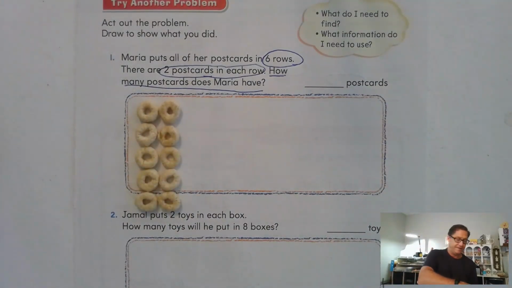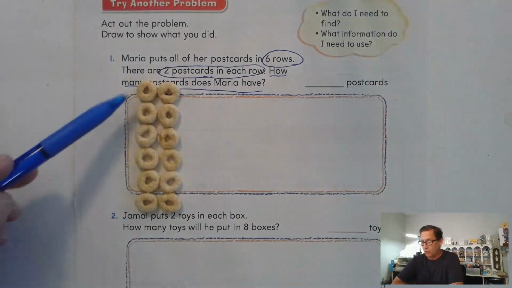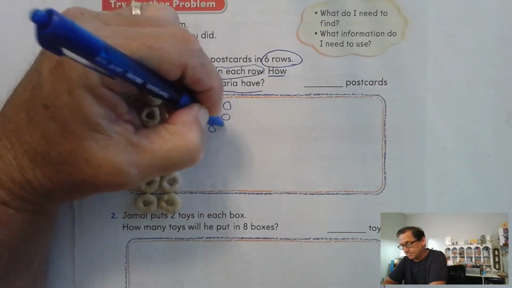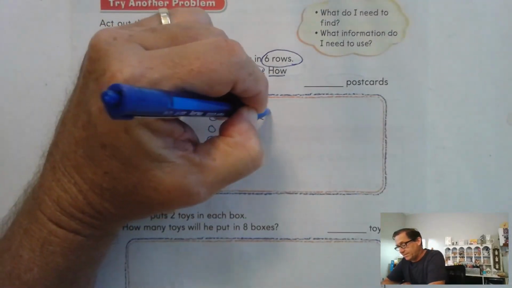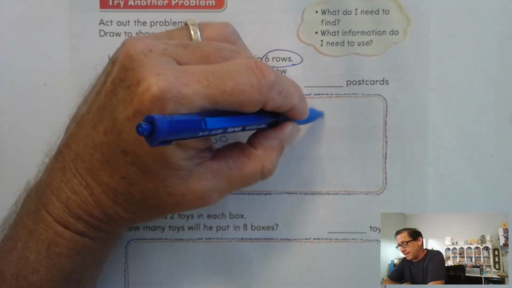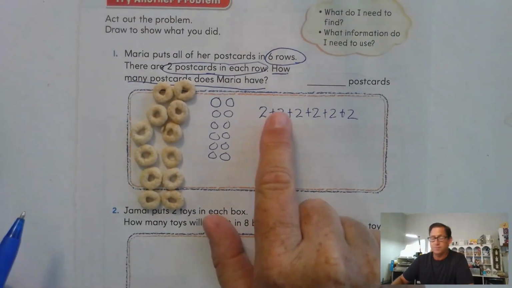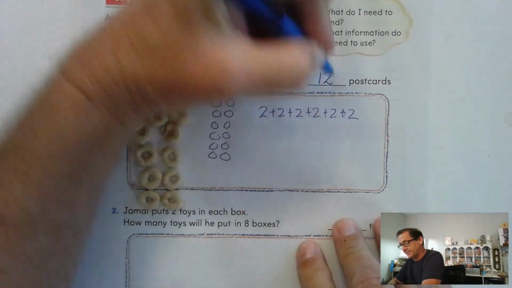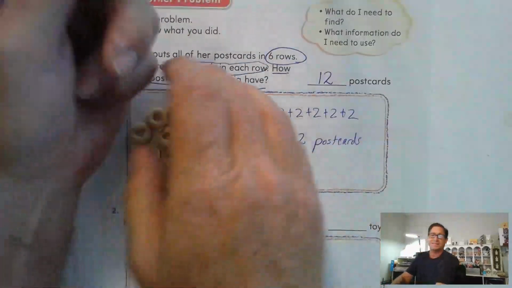Well, there's our five rows again, so we need to add one more row of two. I'm going to put it up here at the top. So we have one, two, three, four, five, six rows of two. Okay, and so what does that represent? It represents two added six times. Two, four, six, eight, ten, twelve. So Maria has 12 postcards. Could we have done six plus six? Technically. But again, we're doing six rows of two.